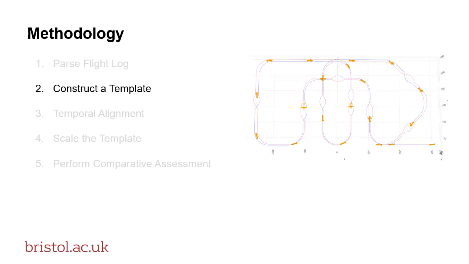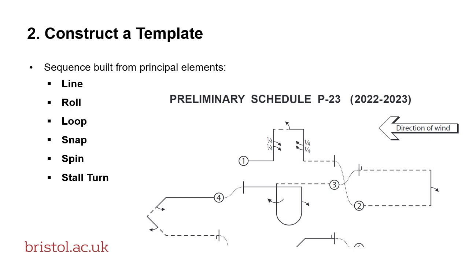The next job is to make a template set of flight data with the same sequence of manoeuvres and with all the same state information as a recorded flight. Aerobatic sequences are drawn in Aresti diagrams. The one on the right here shows a bit of the P23 sequence, which we'll be using in most F3A competitions for the next 2 years. We've split the sequences up into basic building blocks, which we've called principal elements in the paper, that are joined together to make manoeuvres.